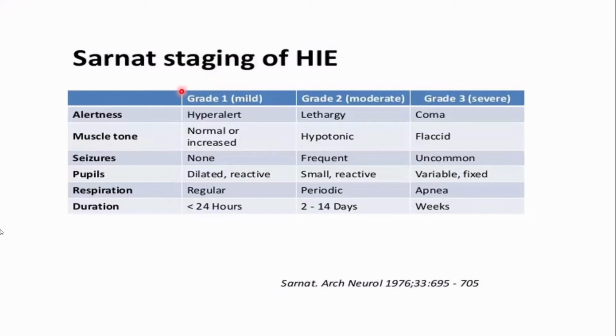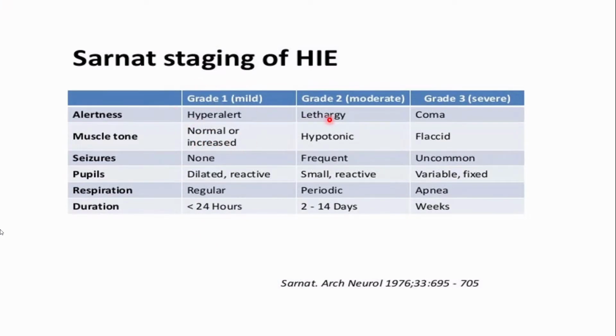So what happens initially in grade 1 HIE, the baby will be very hyper alert, crying, very irritable. Muscle tone will be normal or increased. There will not be any seizure in grade 1. And respiration will be regular. So if you have to remember a point about grade 1 HIE, remember that the child is very, very irritable in this type. Irritable, Moro's reflex exaggerated, tone increased.